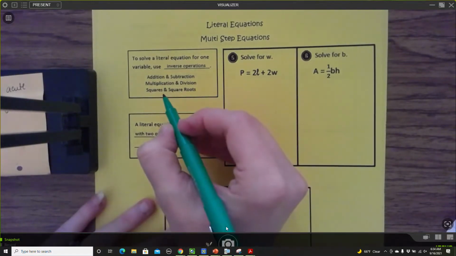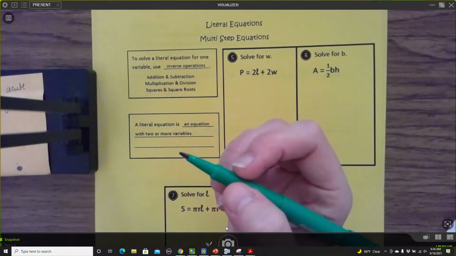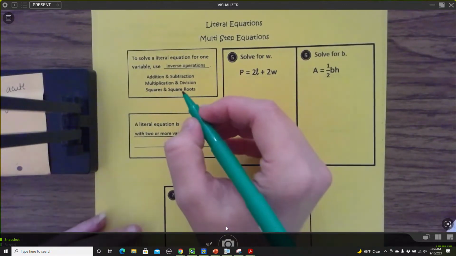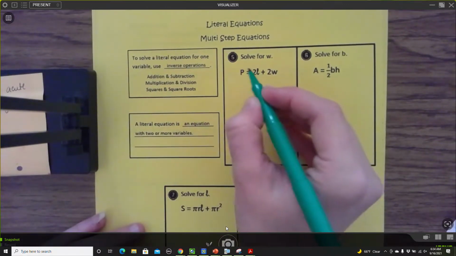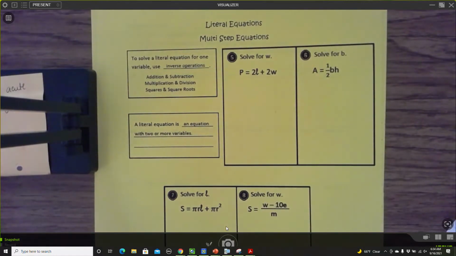The new one here is squares and square roots. If you've got a number that is squared, the opposite of a square is a square root. And the same thing if you've got something that has a square root symbol around it, the opposite of that is squaring it. And we'll see an example of that. A literal equation is an equation with two or more variables.